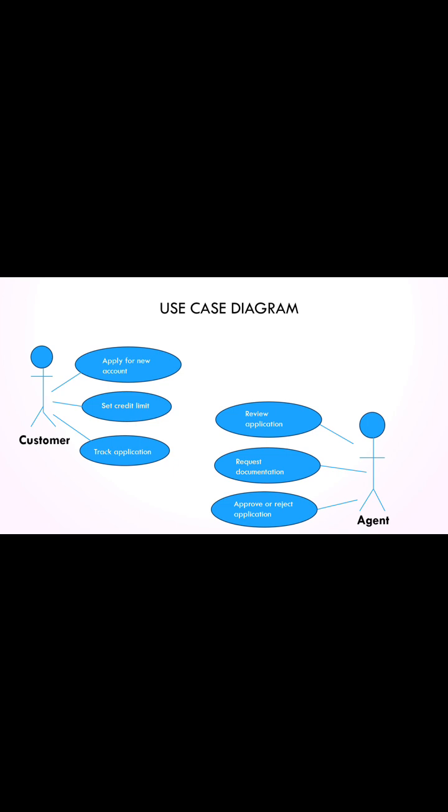So the customer, who is the first actor, can perform these three actions on their account. So first of all, they can apply for a new account, they can set credit limit, and they can track the application, okay? Then secondly, the agent. The agents can review the application from the system. They can request documentation and approve or reject the application. So as you can see, it's quite simple, and the actions are not too detailed and they're very straight to the point. So this is a typical example of what you would get in a use case diagram.